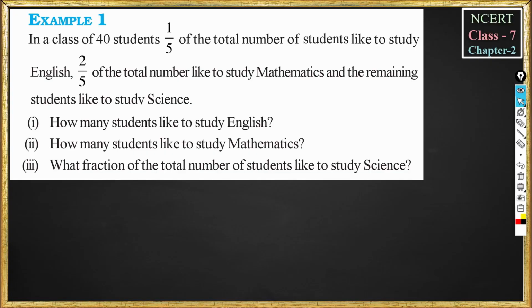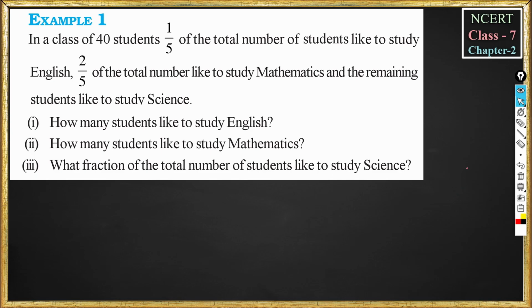Class 7 Maths, Chapter 2, Example Problems. In the second chapter, that is Fractions and Decimals of Class 7, there are 7 examples in the NCERT textbook. In this video, we'll solve all 7 examples.